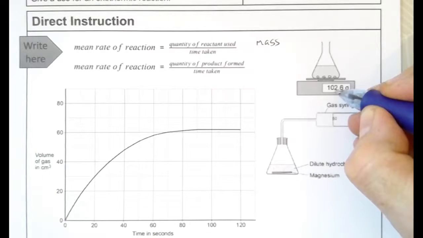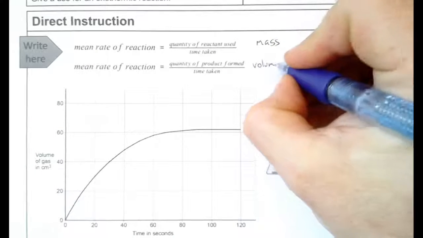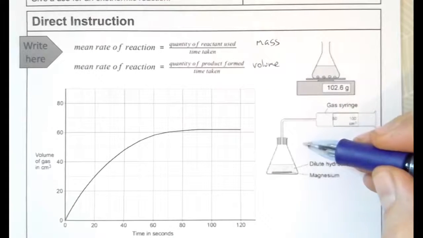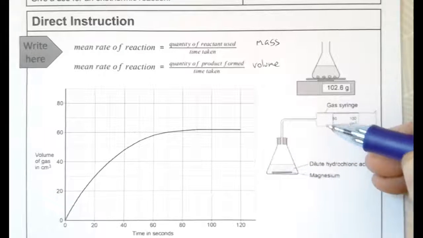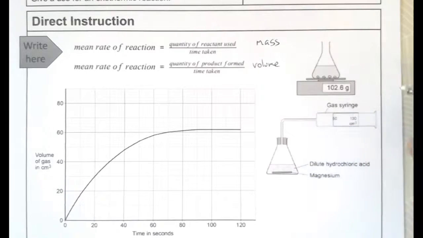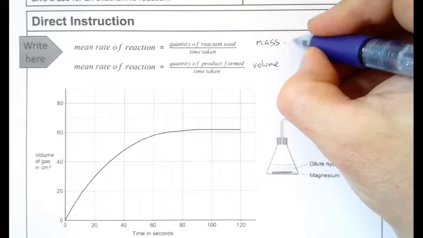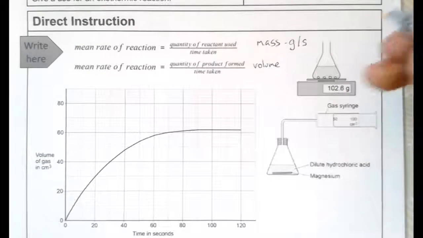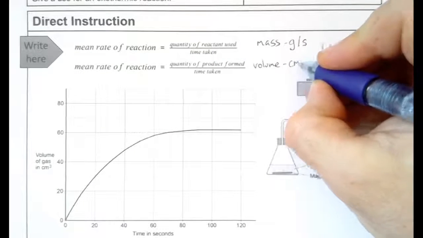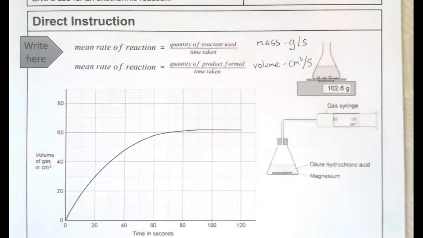As you can see here, we're using a top pan balance to measure how mass changes in a reaction, or we can use volume. If we've got a reaction like the one here, which is producing a gas, hydrogen in this instance, we can measure the volume of gas that's produced every second. If we're measuring mass, it will give us the rate of reaction in grams per second. If we're measuring volume, we're going to get the rate of reaction in centimetres cubed per second.